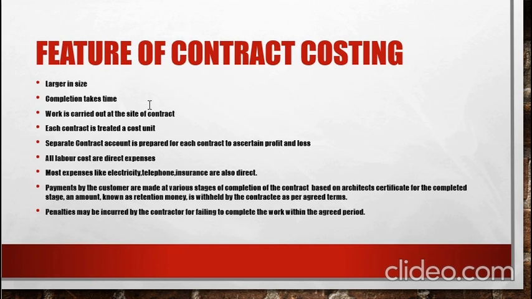Penalties may be incurred by the contractor for failing to complete the work within the agreed period. So as per the agreement, how many years is mentioned to complete the contract? It should be completed within that period. If it is not accomplished within that period, penalties will be charged by the contractee, that is the owner, to the contractor.